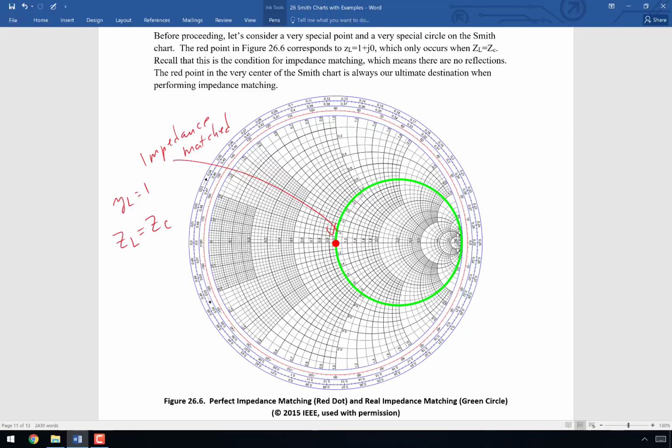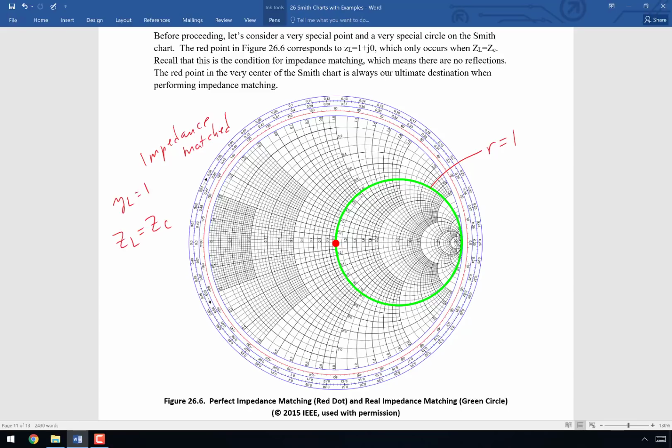I'm going to remove that arrow just so that we don't clutter it up. But that's important to remember. Now the green circle corresponds to R equals 1. And that means that the green circle is actually halfway impedance matched. The real part is impedance matched. The imaginary part has not yet been impedance matched.